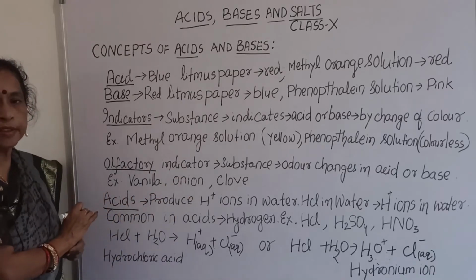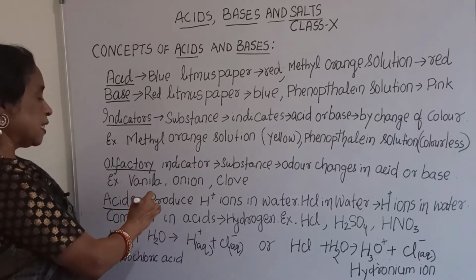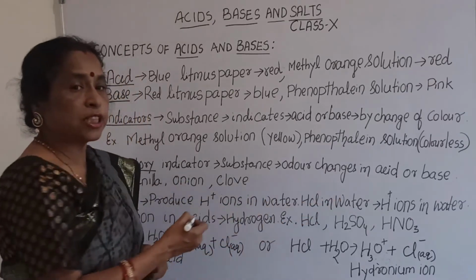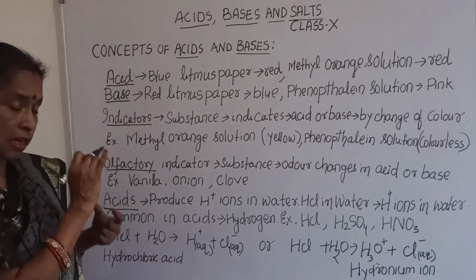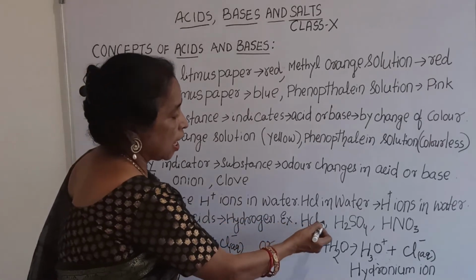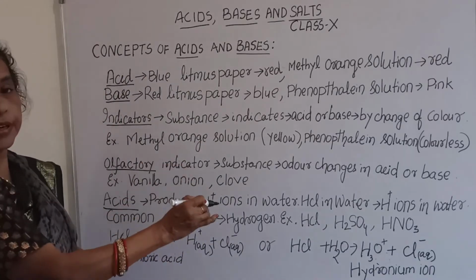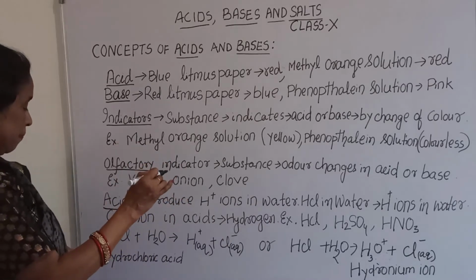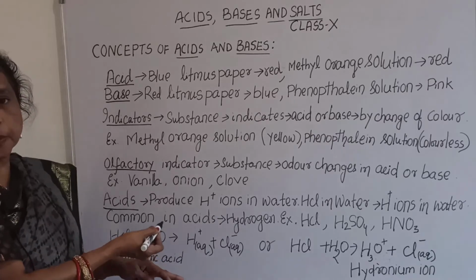Then acids in chemistry. What is meant by acids? Acids produce H plus ion in water. That means HCl in water. What does it mean? H plus ion is produced. And what is common in acids? What is the common element in acids? Now see, hydrogen, hydrogen in the three acids: hydrochloric acid, sulfuric acid, nitric acid. What is the common element? That is hydrogen. Then you can see the reaction: HCl plus water gives H plus aq.